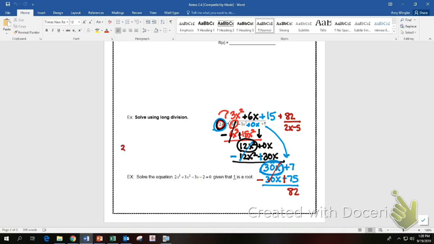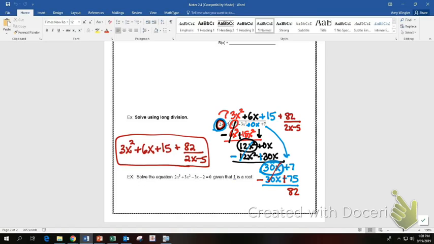So my final answer is 3x squared plus 6x plus 15 plus 82 divided by 2x minus 5. And that's how you write your answer. That's your quotient with the remainder.